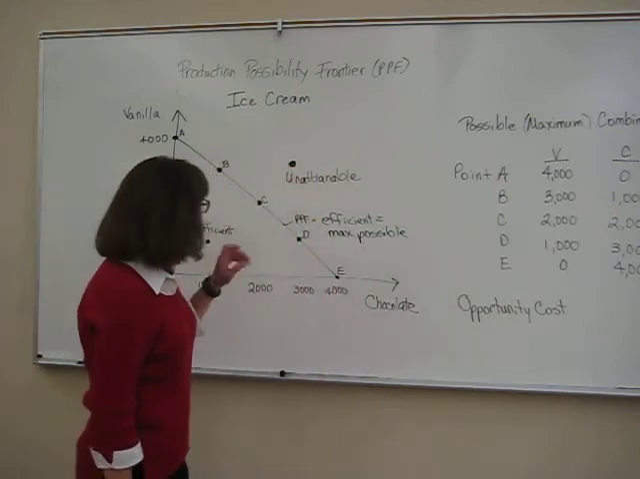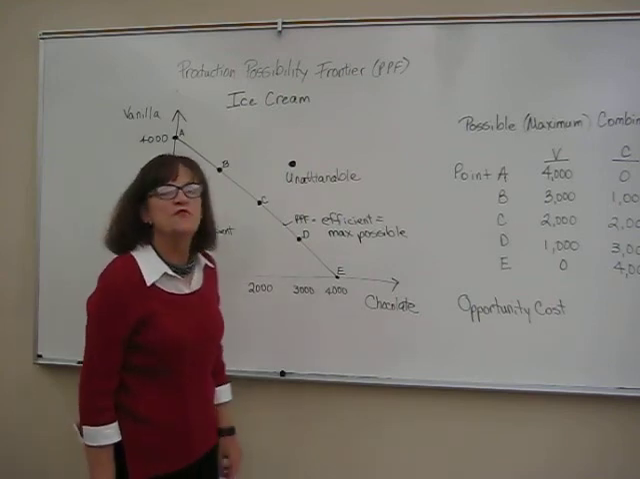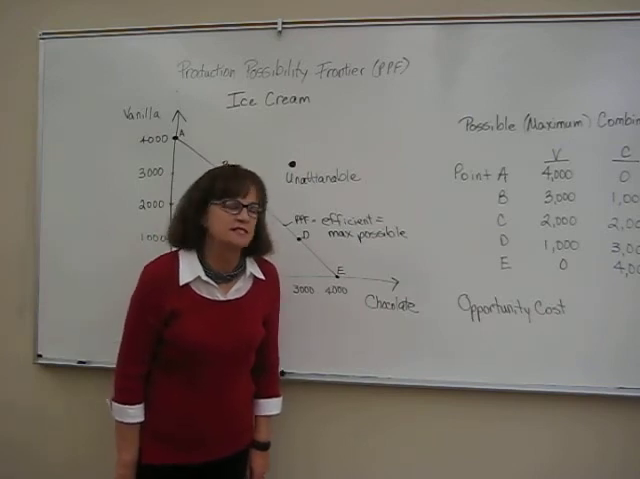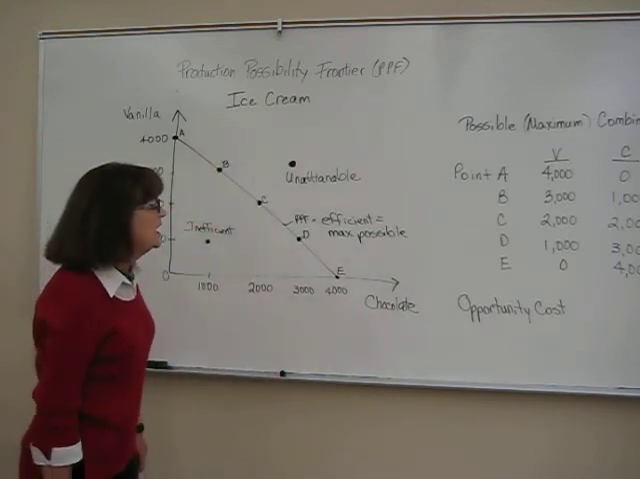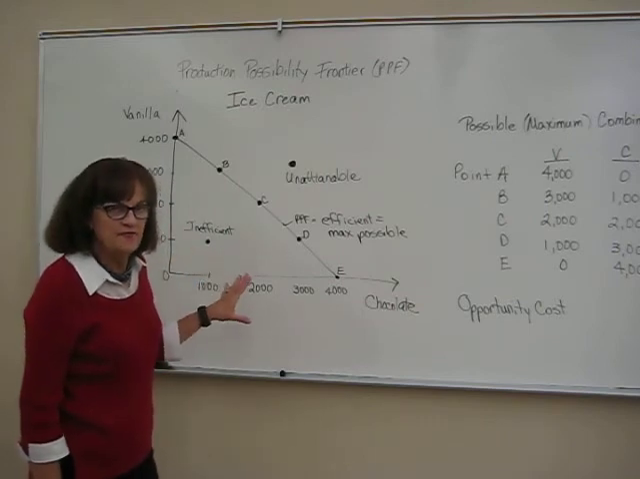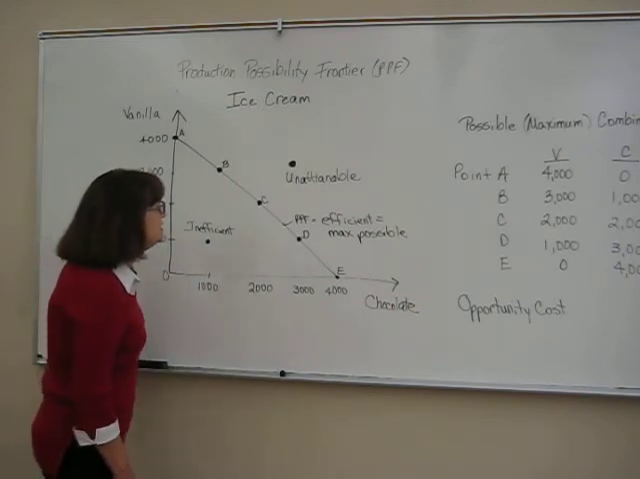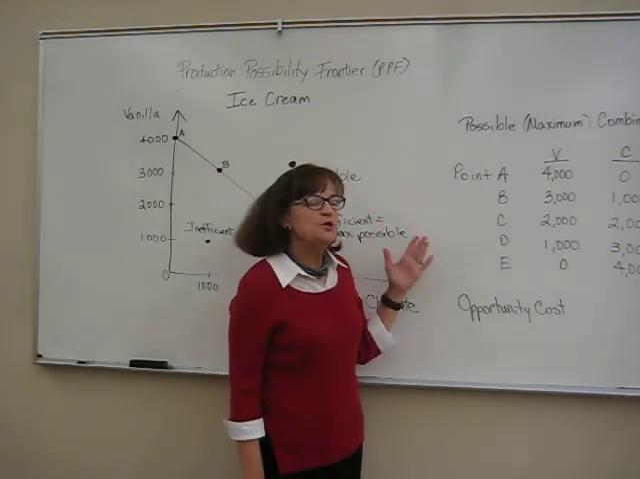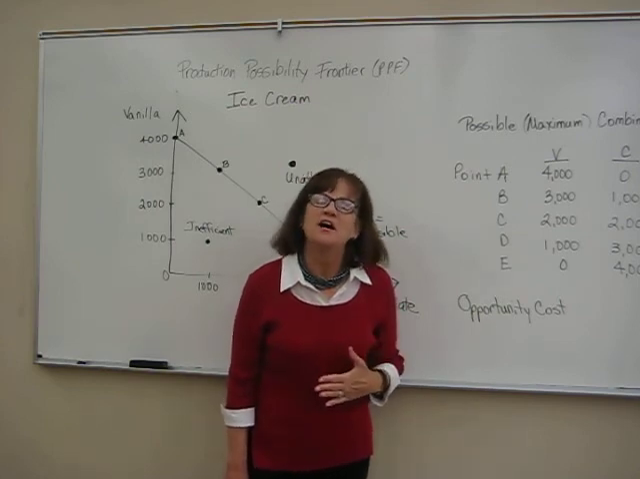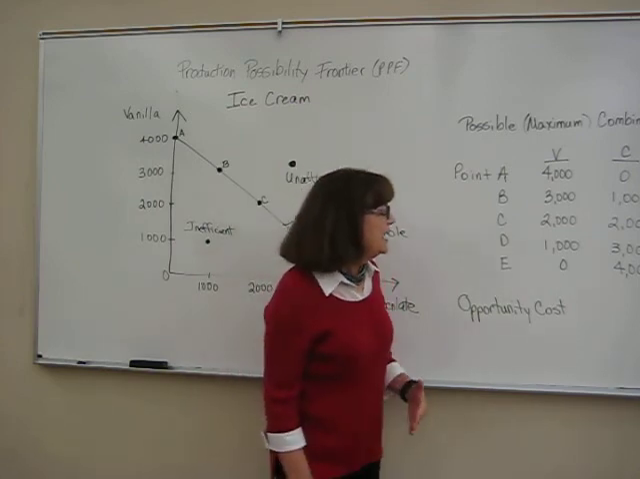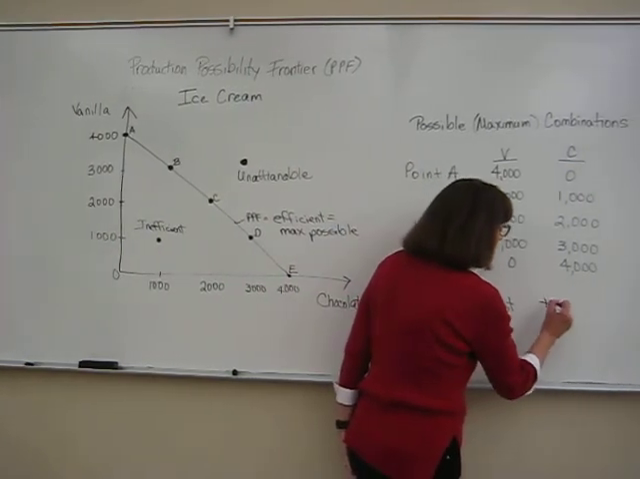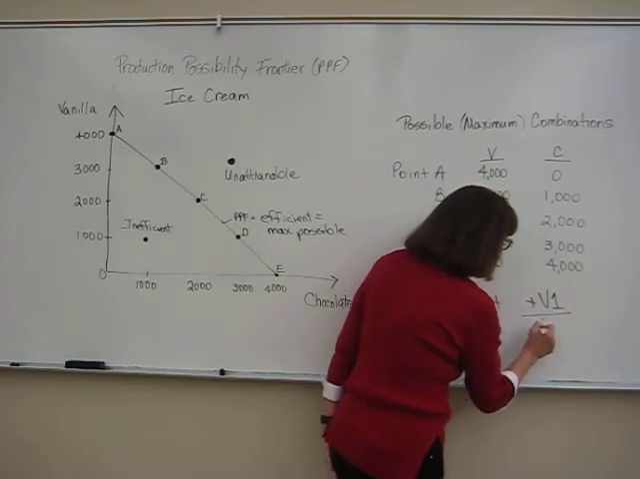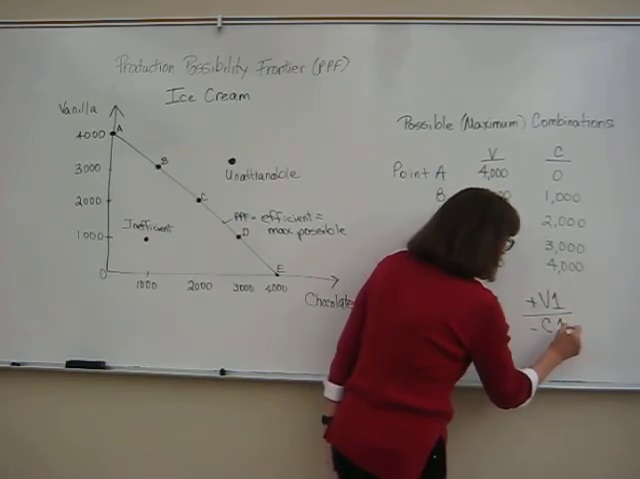Now, the production possibility frontier is also very handy because it gives you a picture of the opportunity cost. The opportunity cost is the slope of the PPF. So the opportunity cost of producing an additional gallon of vanilla is that you must give up 1 gallon of chocolate. So if you add 1 vanilla, you must take away 1 chocolate.